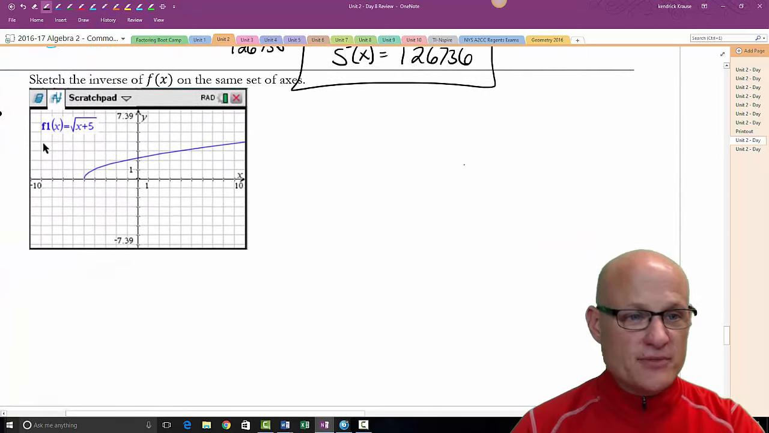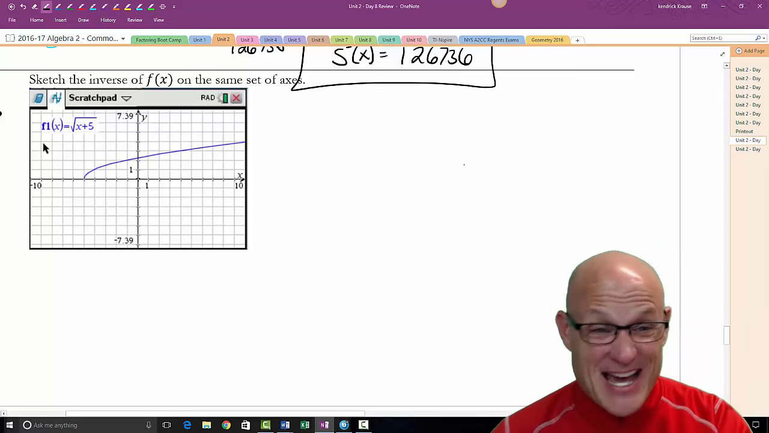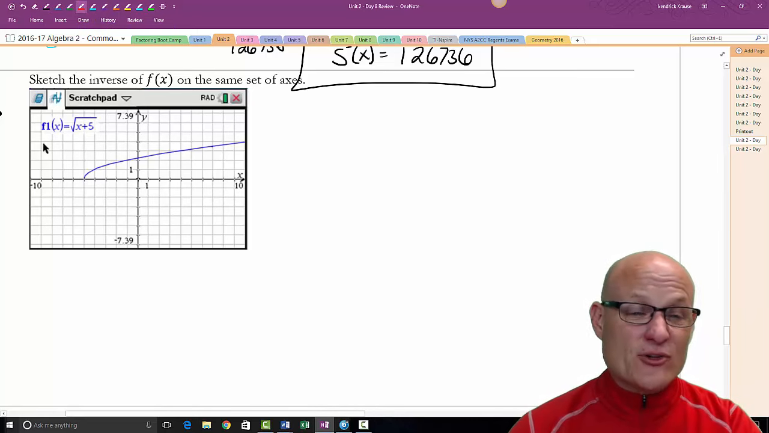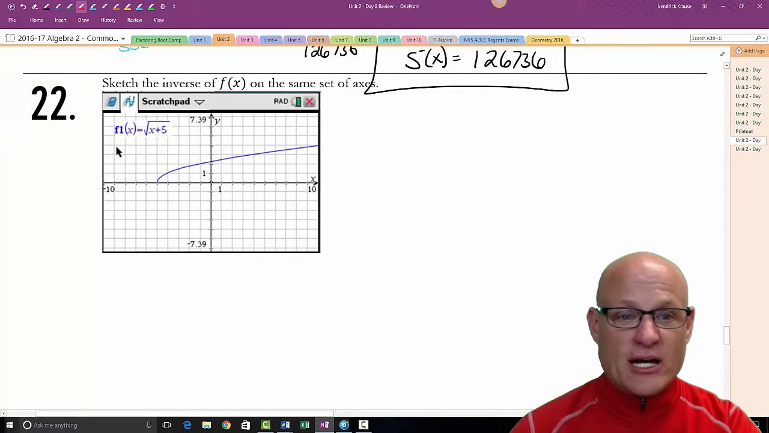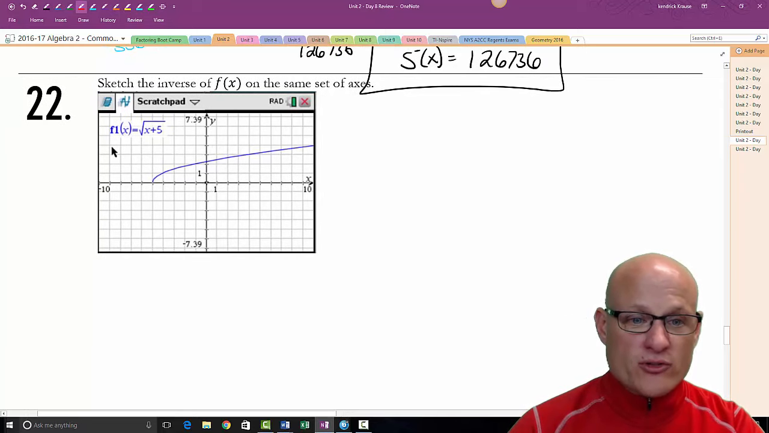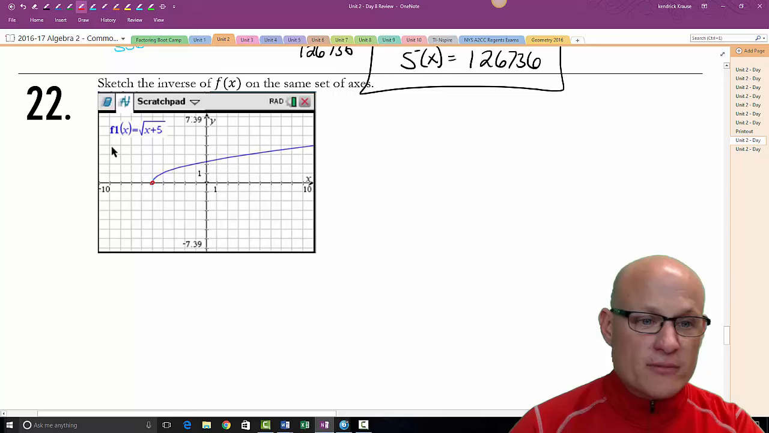Sketch the inverse. Now, if you're doing this on a sketch, you have to remember that inverses are just reflections over the line y equals x. So you can do it like this, or I could just find some nice points. I'm going to find all the nice points. There's a nice point.